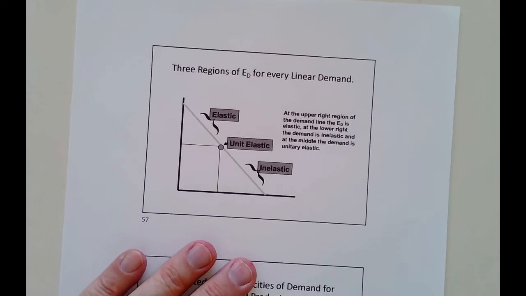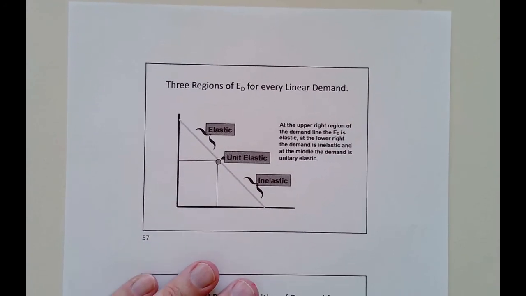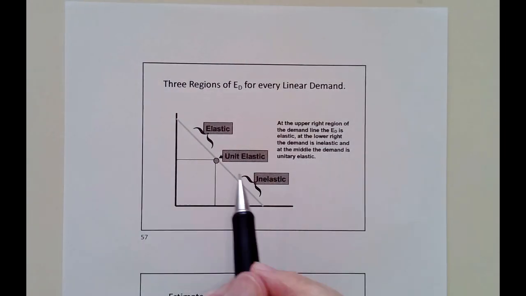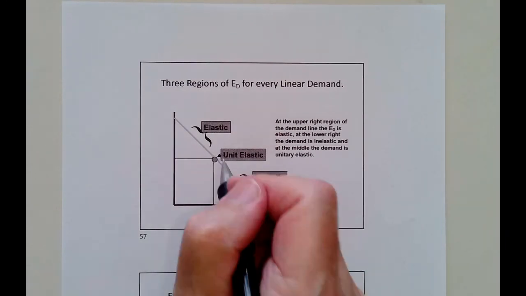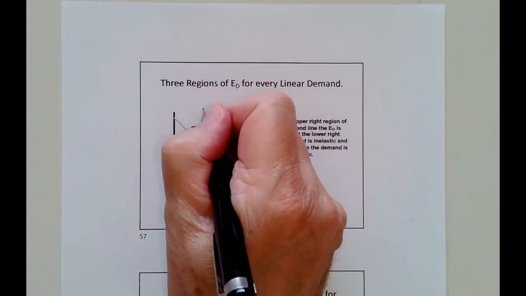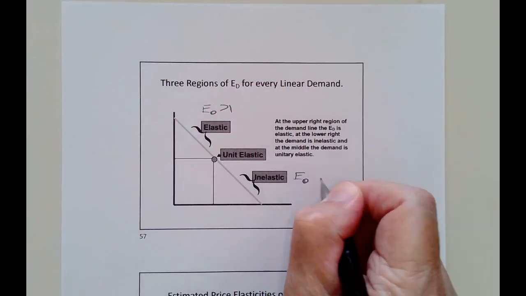And so right here, note there's going to be 3 regions for the elasticity. Any straight line demand line. The upper part is going to be elastic. The lower part is going to be inelastic. And right smack in the middle is always going to be unitary elastic. So up here it's going to be greater than 1. Down here is going to be less than 1.